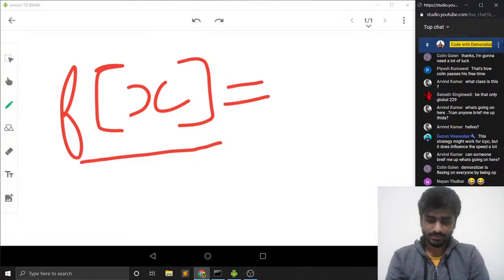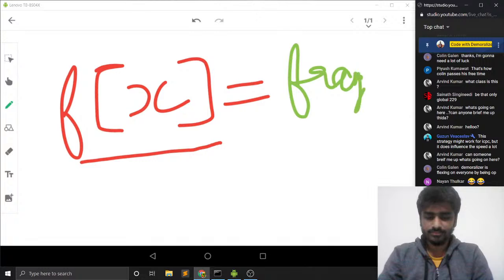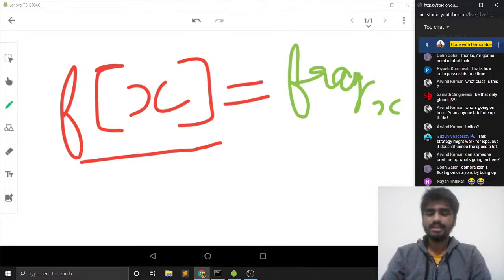fx is the frequency of the element x. So let's see how I can use this.